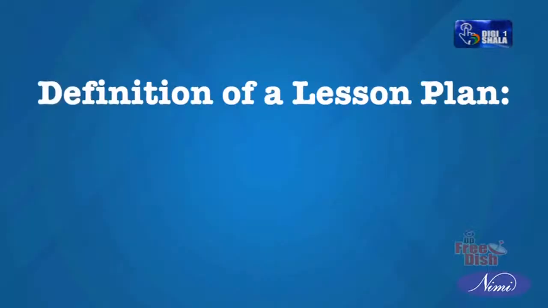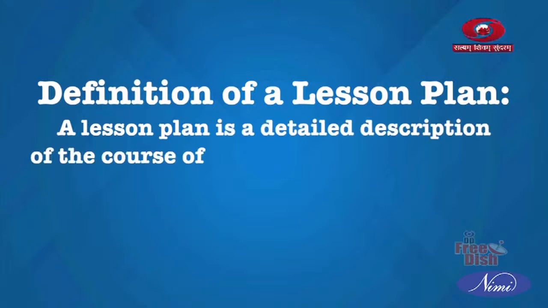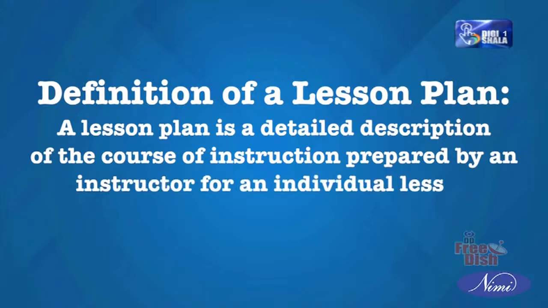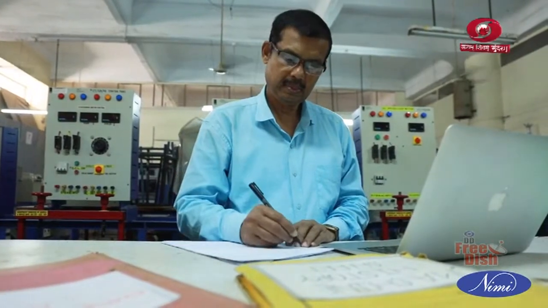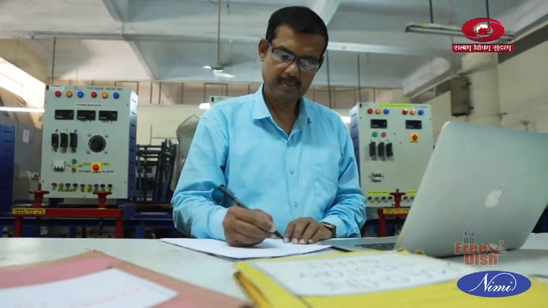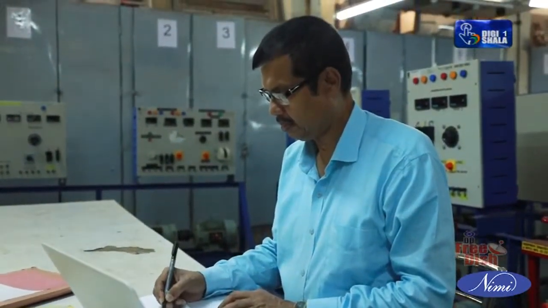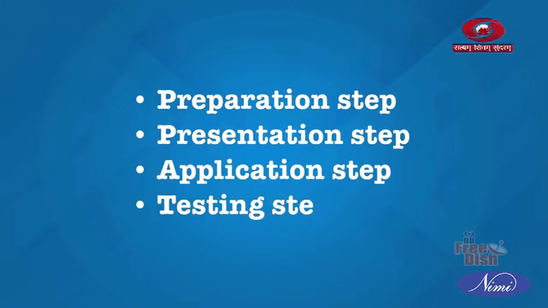Definition of a lesson plan. A lesson plan is a detailed description of the course of instruction prepared by an instructor for an individual lesson related to theory. Let's move on to the major and minor components of a lesson plan. The major components, the 4 steps of a lesson plan, are preparation step, presentation step, application step, testing step.